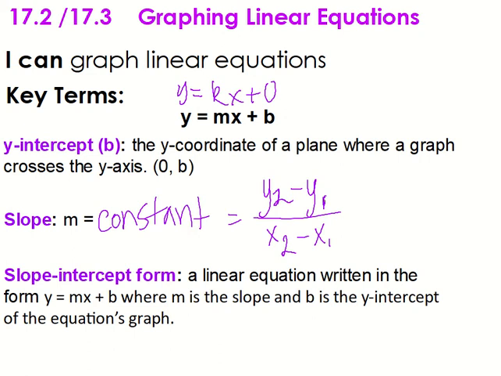So slope-intercept form is a linear equation written in the form y equals mx plus b, where m is the slope. So that's still been our k, and b is the y-intercept of the equation's graph. So that b has been 0, 0. Now, if you remember from 17.1, it's going to be some other number besides just 0.